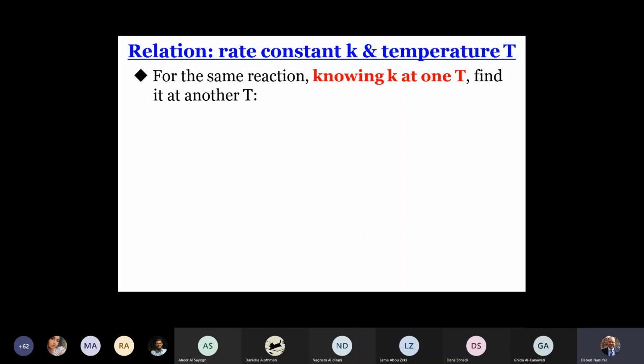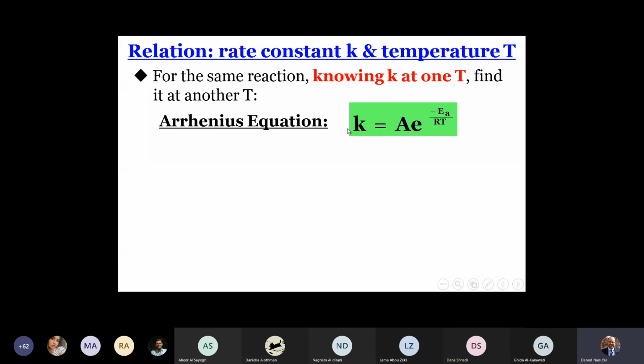So for the same reaction, K depends on the temperature. At temperature T1, we obtain a value K1. At temperature T2, we obtain a value K2. The relation between K and temperature is given by the Arrhenius equation, K equals the frequency factor A times e to the minus EA, which is the activation energy, divided by R, the ideal gas constant, and T the temperature.